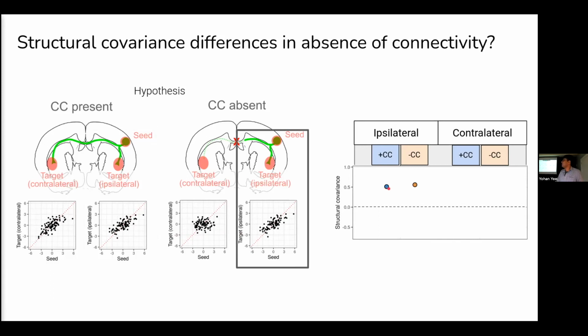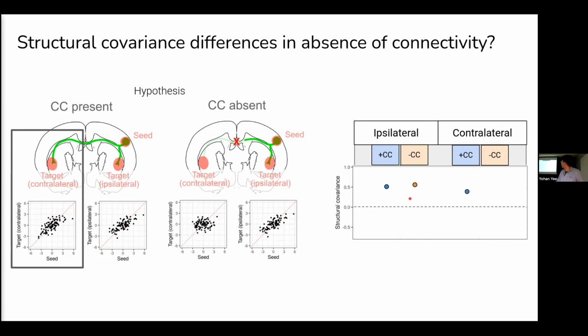In the case of agenesis of the corpus callosum, if you just look at the ipsilateral side, again, connectivity is present here. So you'd still expect there to be high correlation on the ipsilateral side in these acallosal mice. In the controls, if you look at the seed and compare it to the target on the contralateral side, connectivity is present. So you'd expect there to be high correlations.